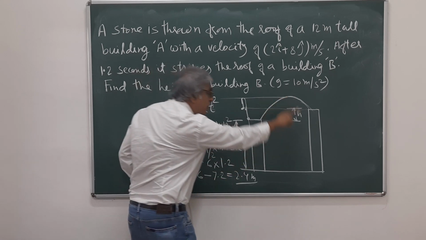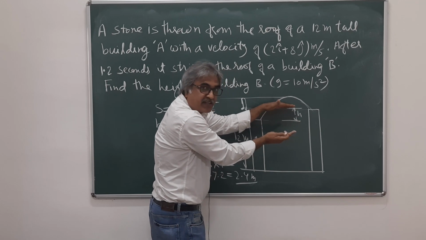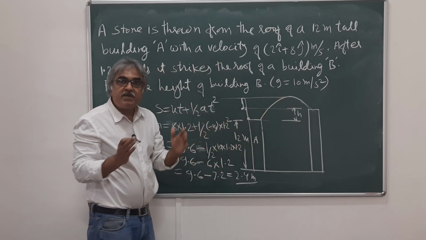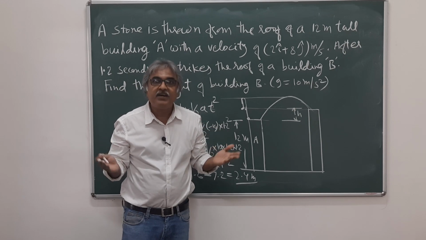That means the total height is 12 plus h. So total height will be 12 plus 2.4, that is 14.4 meters.